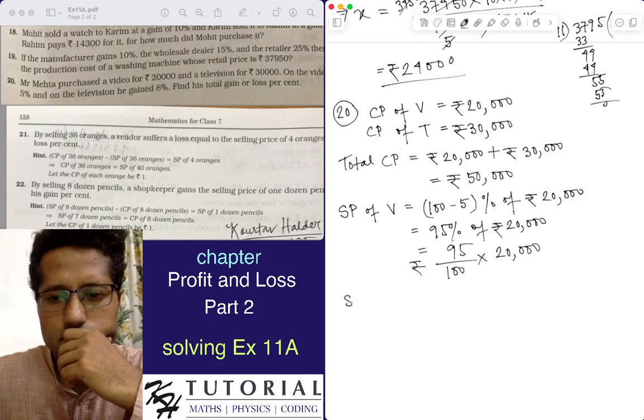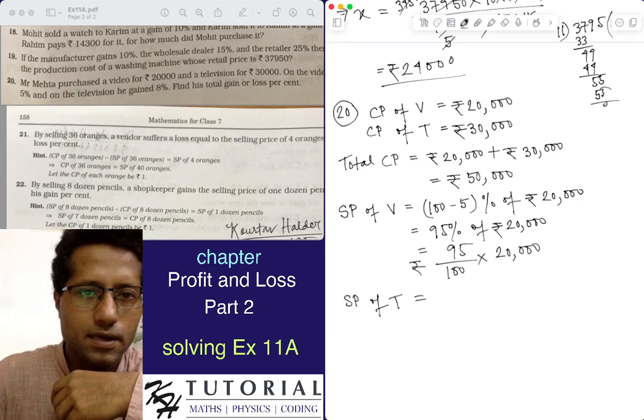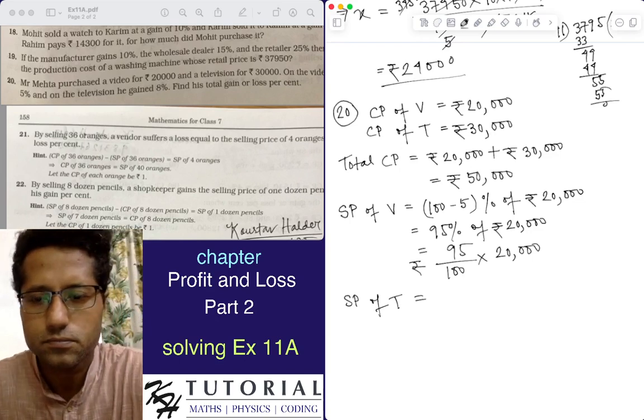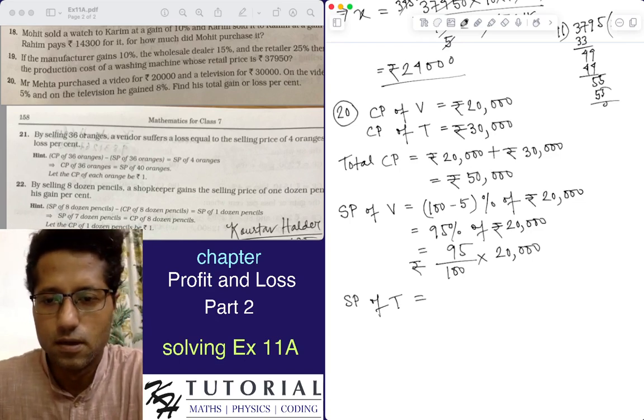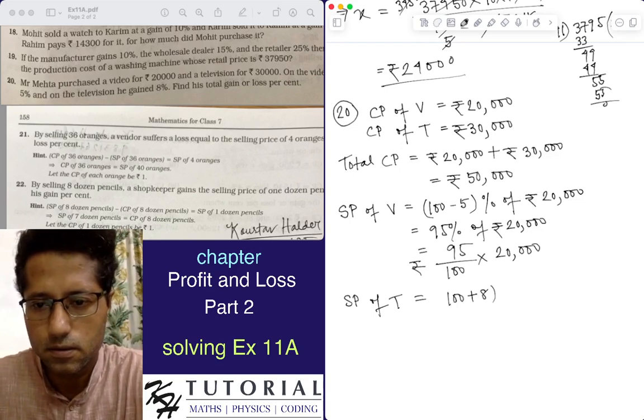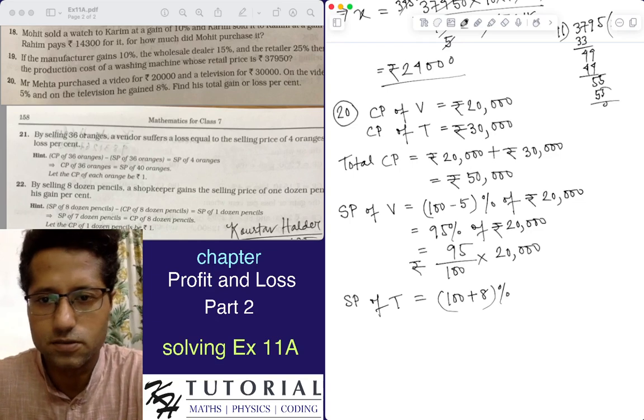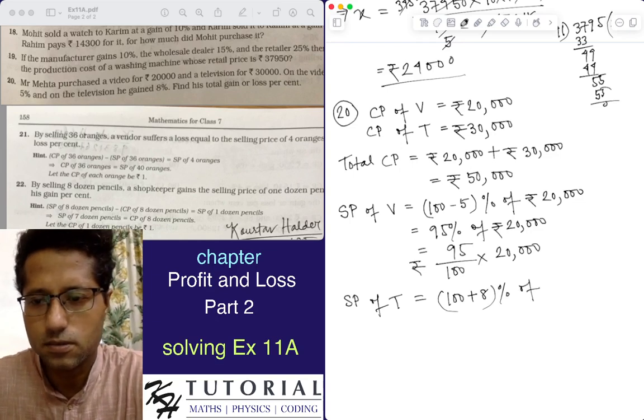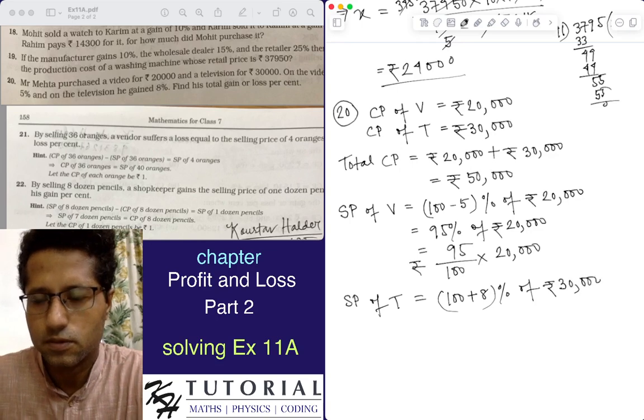And since for the television Mr. Mehta made a gain of 8%, you can say that the selling price of the television should be 100 plus 8% of the cost price of the television, which is rupees 30,000.